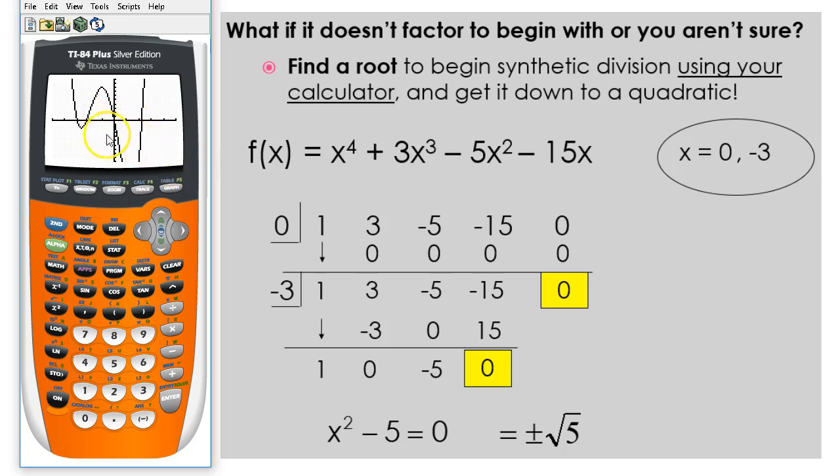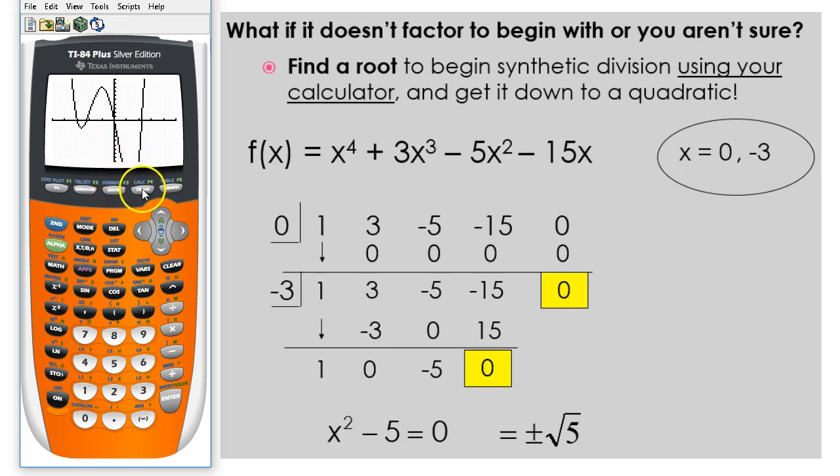And when you zoom in a little bit, you can see that it looks like the function crosses at -3, but it's not quite crossing at -2. It's a little to the left. It looks like it goes through 0, and it's a little to the right of +2. So I'm guessing that -3 and 0 are going to be good solutions.